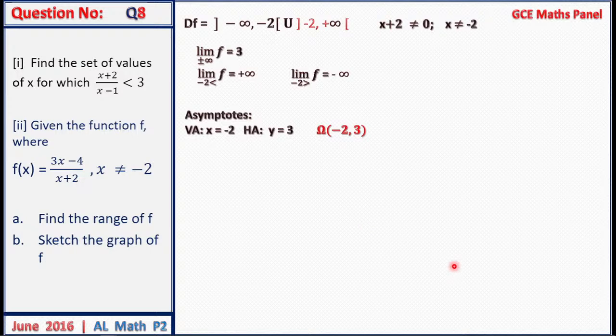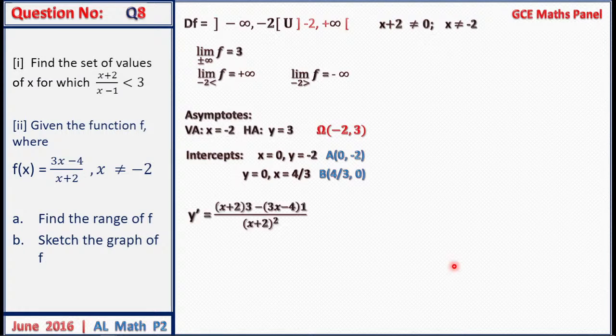Okay, now the next thing you have to do is to get the intercepts. When x is equal to 0, what will be the value of y? y will be minus 2. If y is equal to 0, we find that x will be equal to 4 over 3. So those are the intercepts that we have.